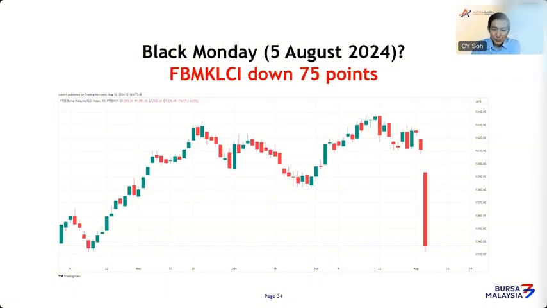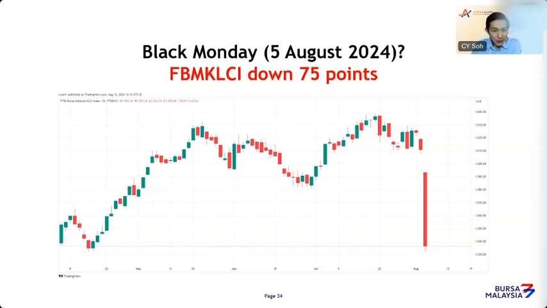Now, I believe you may have some memory of what happened in the past 30 days, which is 5th August 2024. Does any one of you still remember what happened that day? It was a Monday. News probably called it a Black Monday. The FBM KLCI was down by 75 points. Not only in Malaysia, in fact it was worldwide: Japan, Hong Kong, UK, US. It was quite a Black Monday for everyone.